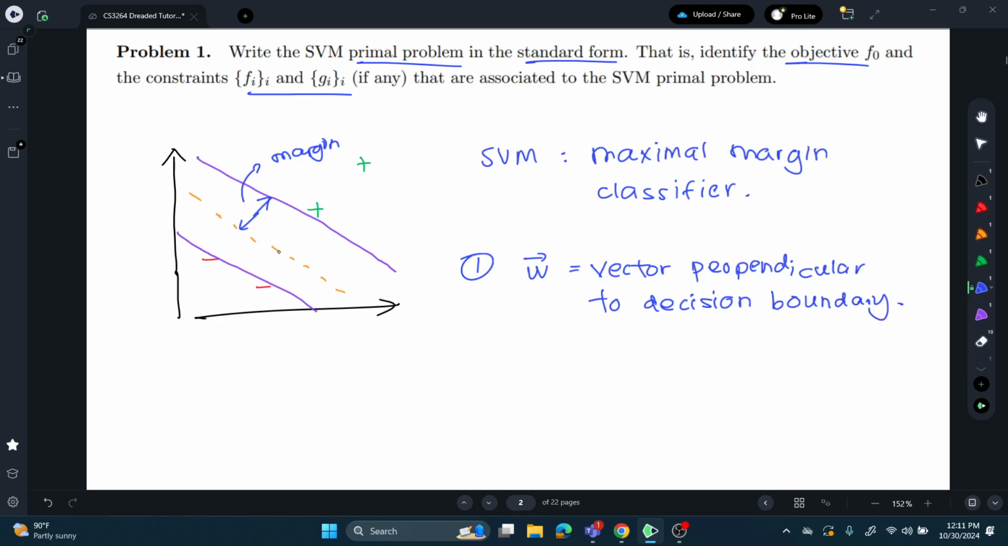If this is my decision boundary, basically my orange line, then my W will look something like this. It doesn't have to be the exact length of the entire margin, but as long as it is perpendicular to our decision boundary, this is okay. So this is how I define my W. Any questions? No? Okay. Then I will define another factor.